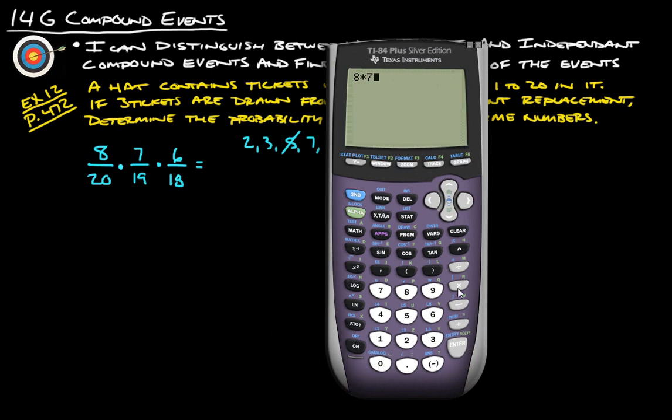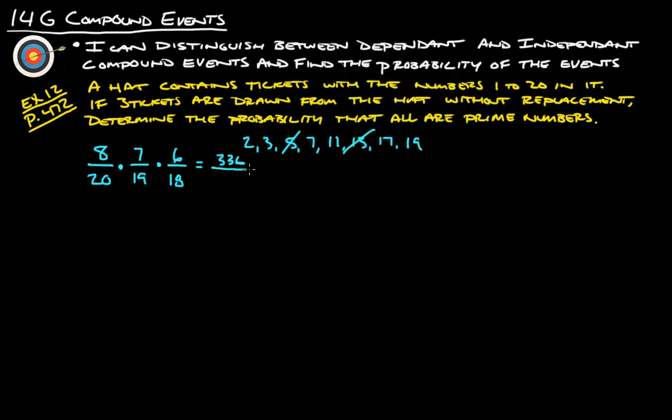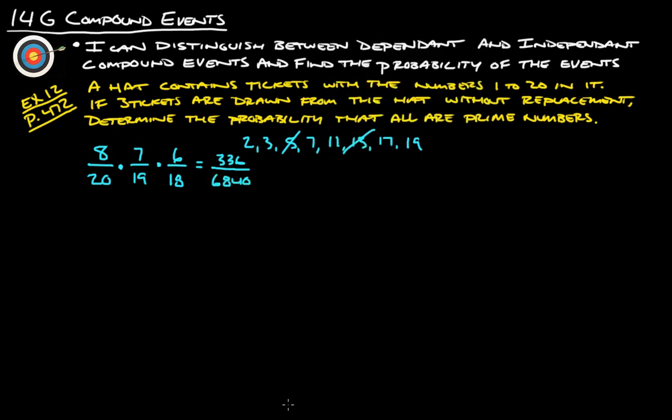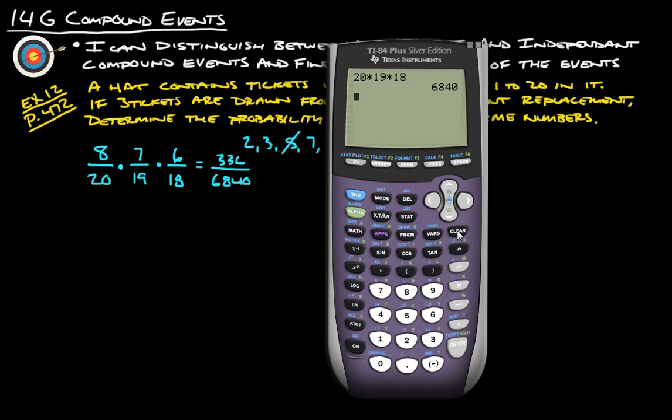So 8 times 7 times 6 is 336 over 20 times 19 times 18, which gives us 6840. Right, and so we could do 336 divided by 6840. When you get such a big number like this, it's easiest, I think, for the most part, to do percents. So we get 4.9%.